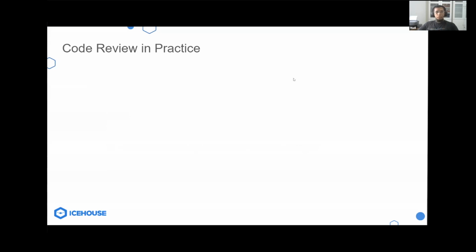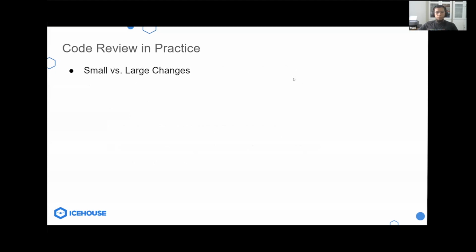Okay, so I guess that's all on what to look out for during code review. And now we're going to see why it's always a better idea to have small and frequent changes rather than having large ones when submitting for a code review.